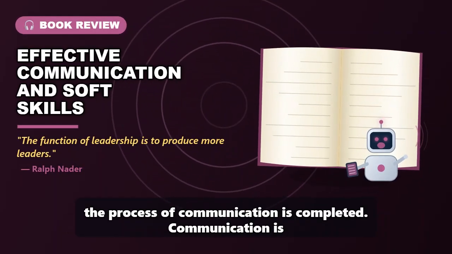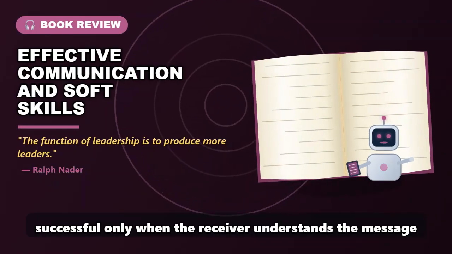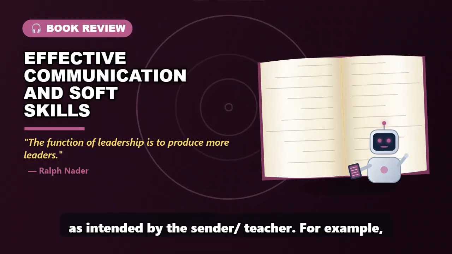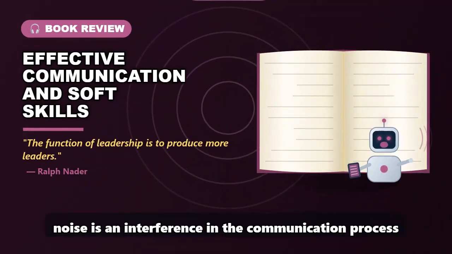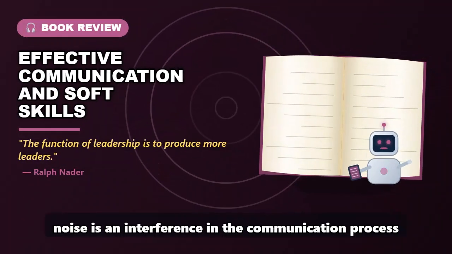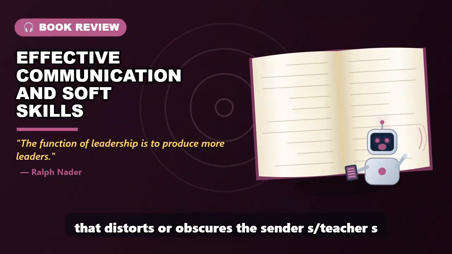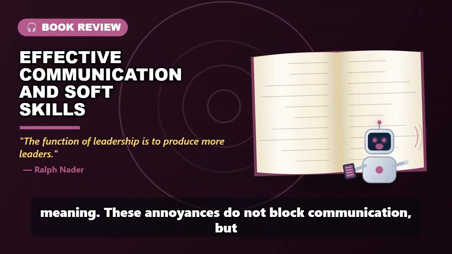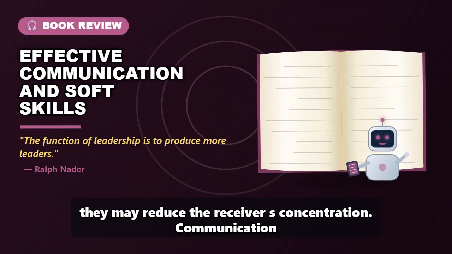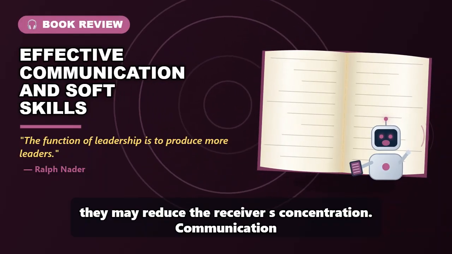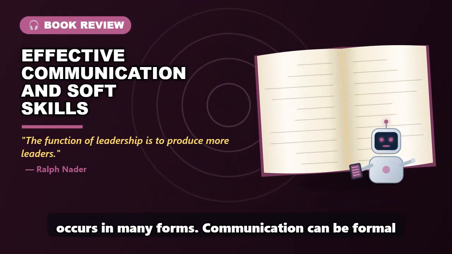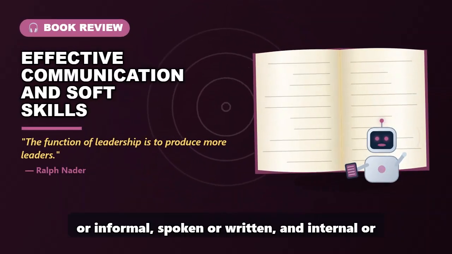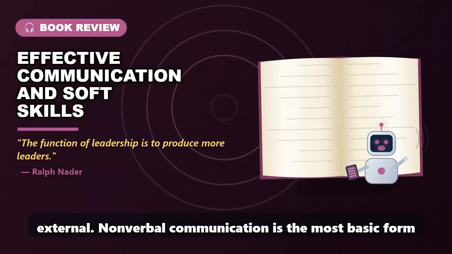Communication is successful only when the receiver understands the message as intended by the sender/teacher. For example, noise is an interference in the communication process that distorts or obscures the sender's/teacher's meaning. These annoyances do not block communication, but they may reduce the receiver's concentration. Communication occurs in many forms. Communication can be formal or informal, spoken or written, and internal or external.